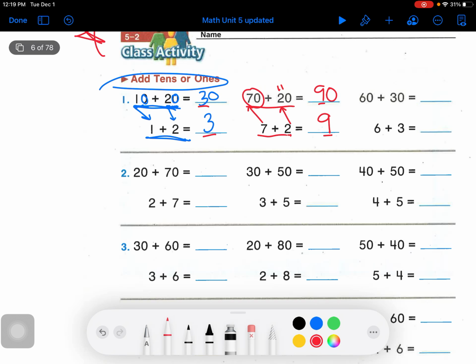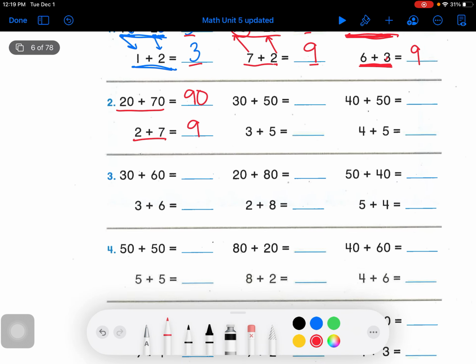But I want to show you that if you know the base answer, you will know the answer to the larger numbers. Some of you might have thought 60 plus 30, wow, that's hard, but it's really not. 6 plus 3 is still 9, so 60 plus 30 is going to be 90. I hope you guessed that right. Let's do one more together. 2 plus 7, 9. 20 plus 70, 90.